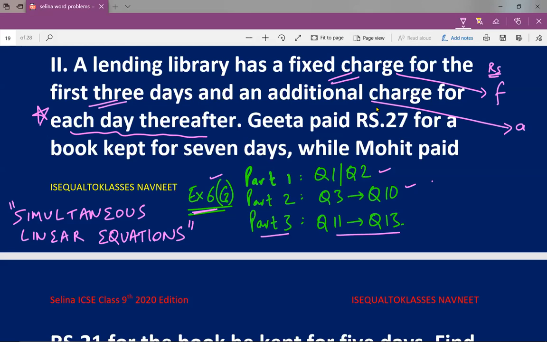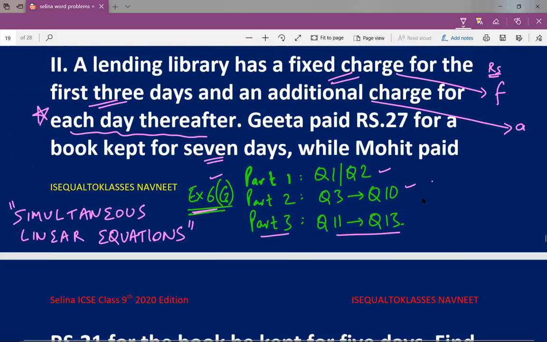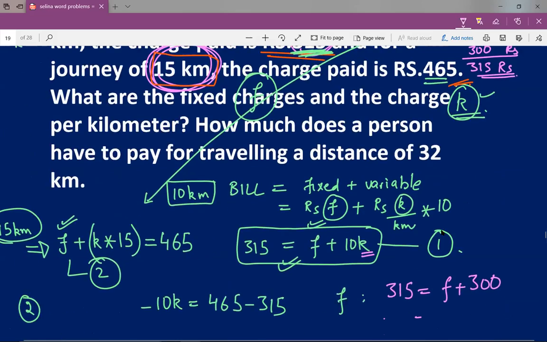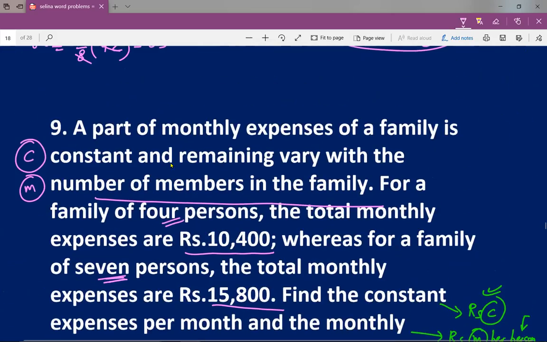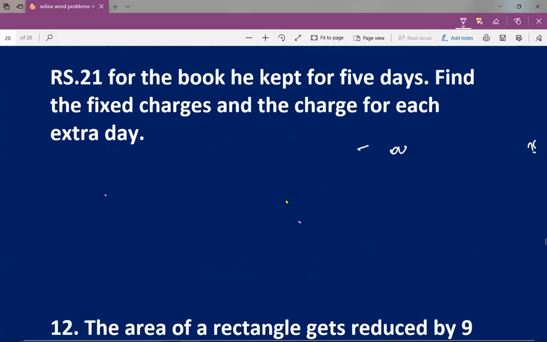Geeta paid rupees 27 for a book kept for 7 days. While Mohit paid rupees 21 for a book he kept for 5 days. Find the fixed charge and the charge for each extra day. If you have seen part 2 of this video series, you'll find similar kind of questions, for example, question number 9, question number 10 and question number 11. This is how these problems are constructed. There is a fixed part and there is a variable part.